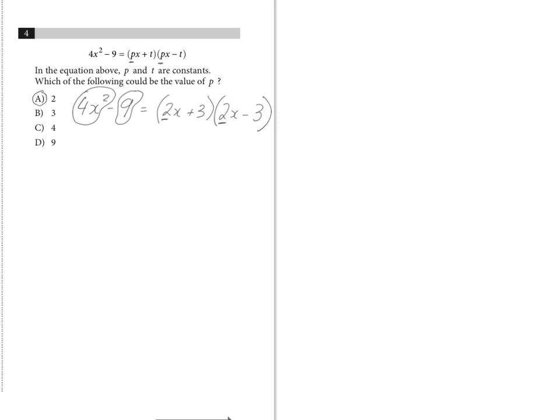If you want to confirm that this equals this, we can do it by distributing. 2x times 2x, 4x squared. 2x times negative 3, negative 6x. 3 times 2x, plus 6x. And then 3 times negative 3, negative 9, minus 6x, plus 6x. And there you have it, 4x squared minus 9. Just what you started with.